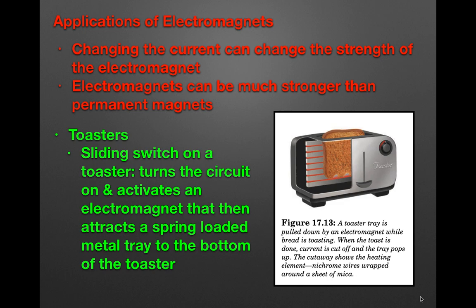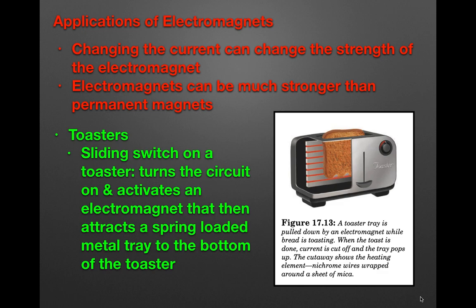Application of electromagnets. Changing the current can change the strength of the electromagnet. We just talked about how it can change north-south, but by increasing the current, I can actually increase the strength of the electromagnet. So more current, stronger electromagnet. That's another advantage over permanent magnets. We can make them stronger and weaker to our liking, whatever we need them to be. Your book talks about a few applications of electromagnets.